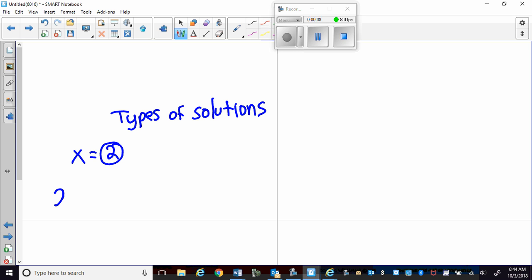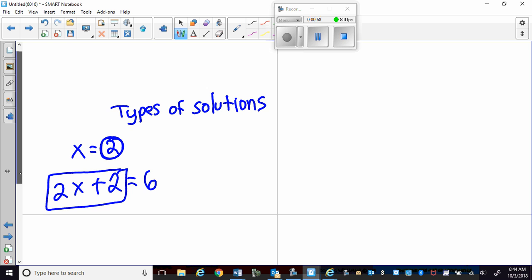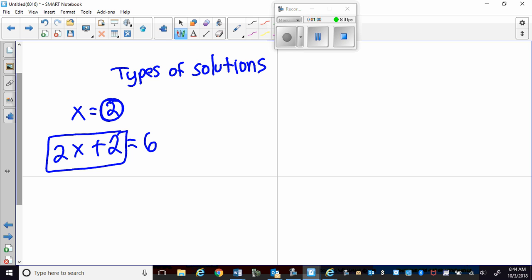Let's say I solved for x in this equation, 2x plus 2. Then this 2 is the only number I can plug back into this equation to equal 6. What I mean is, there's only one number that I can plug back into this equation. So I can plug 2 in, and yes, it will equal 6.